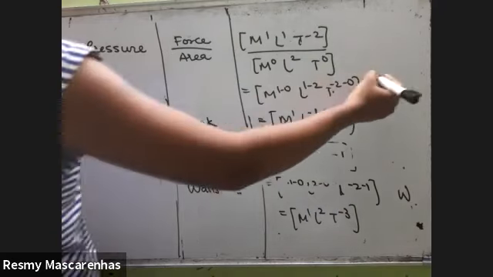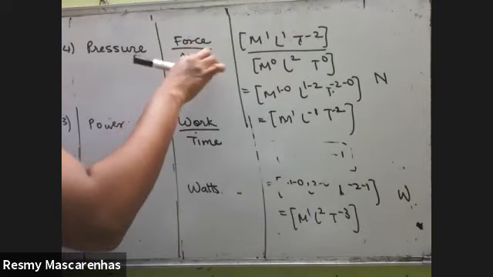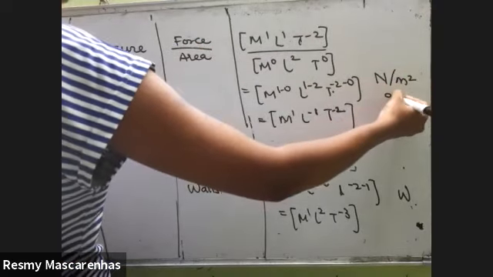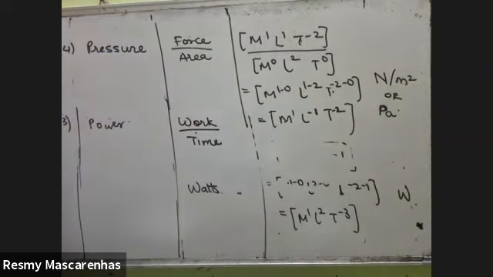The unit is force upon area, no? So the unit for force is newtons and for area it is meter square, or also called as PA, that is for pascals. Pressure can also be written as pascals. Newton per meter square or pascal. Next one.